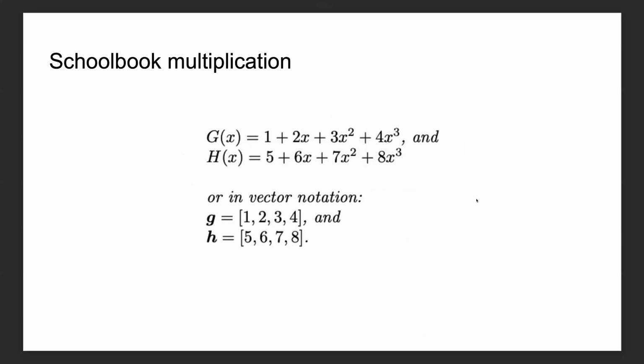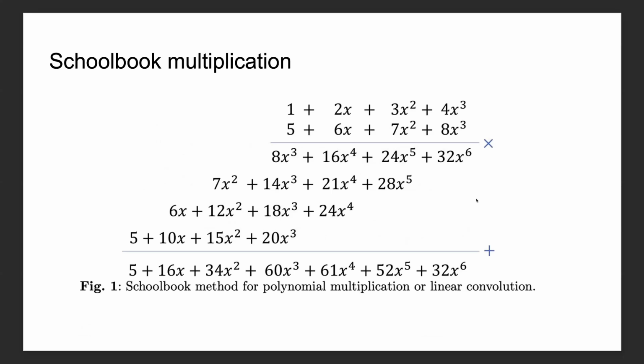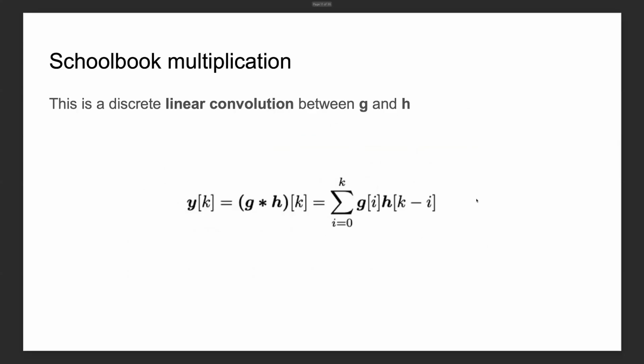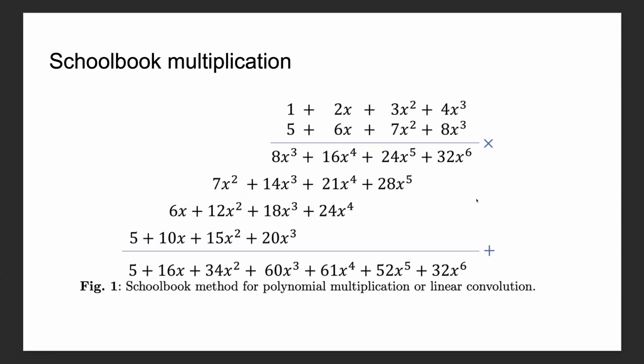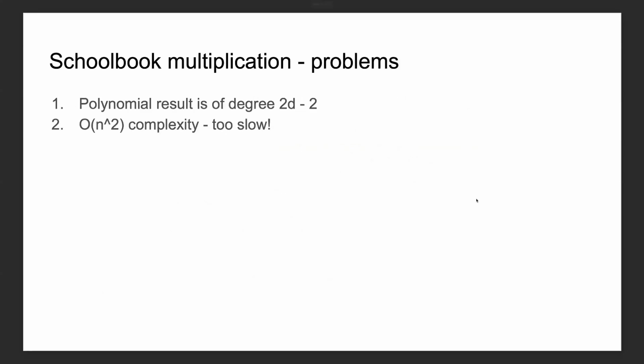The simplest form of multiplication, I think we know, is just schoolbook multiplication. You have two polynomials, let's say, g equals 1 plus 2x plus 3x squared plus 4x cubed, multiplied by another polynomial. If you do this the naive way, you get this result. But this is very costly in computers because there are two big downsides. The result is of degree 2d minus 2, and the complexity is O(n squared) because you have to multiply every coefficient by every coefficient of the other polynomial. So this isn't really ideal for what we want.